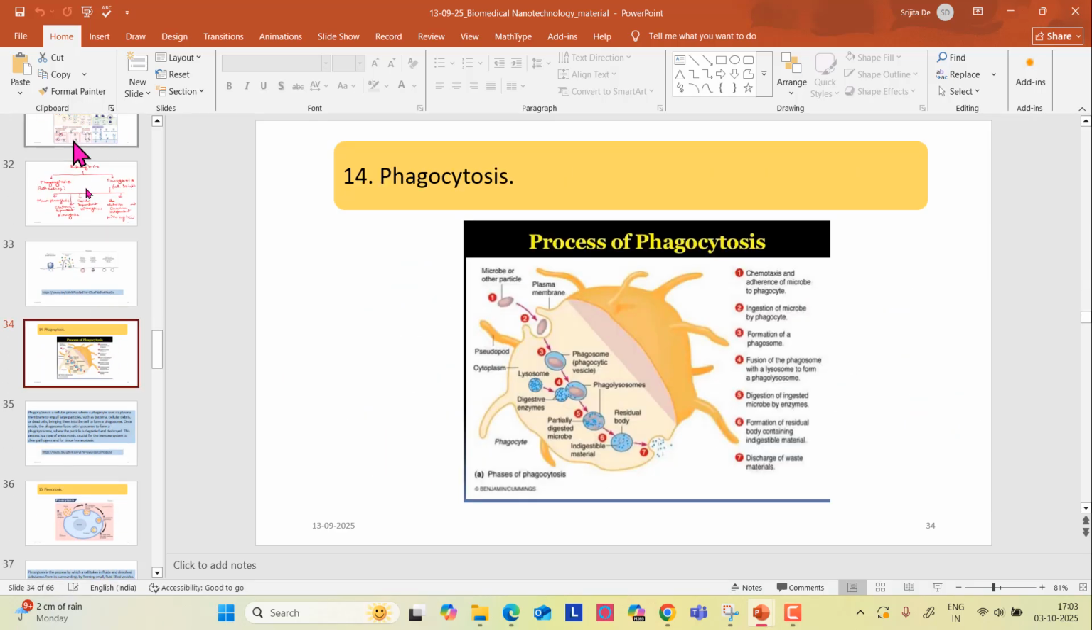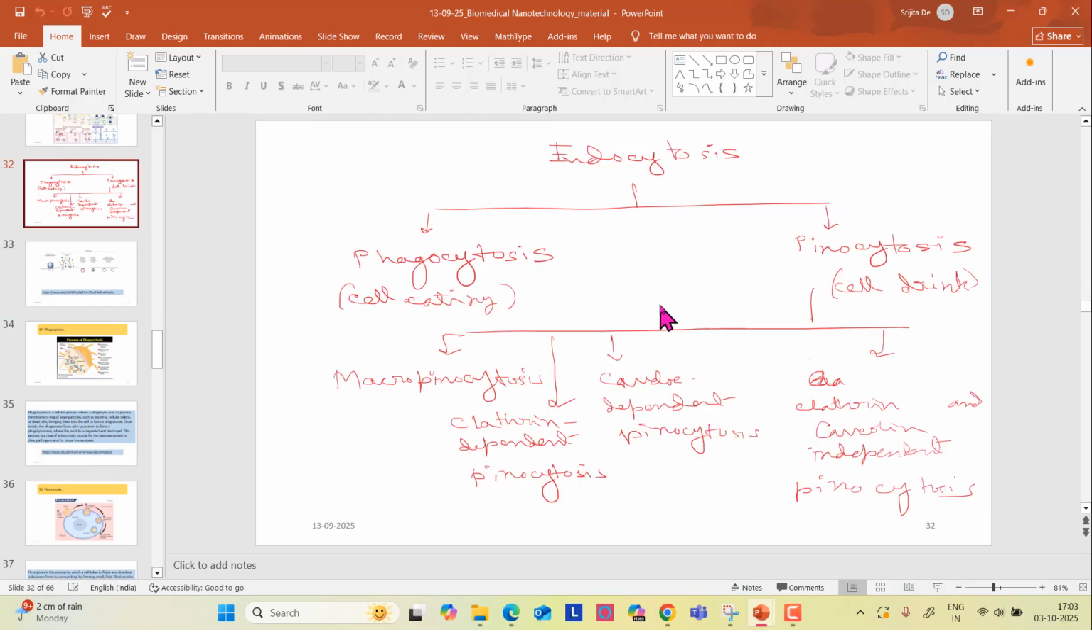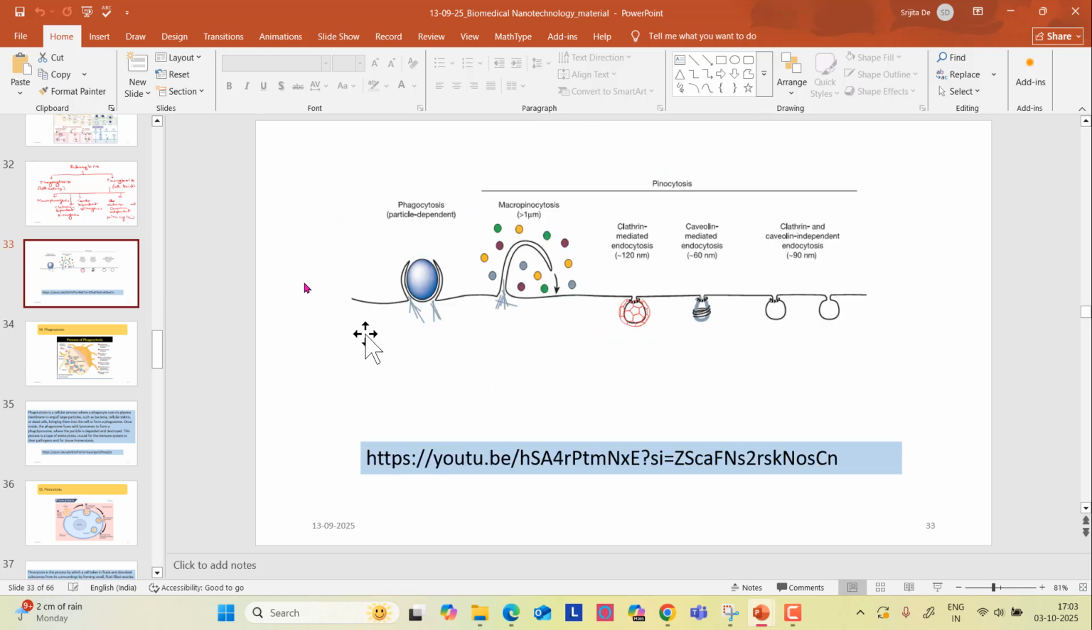So then comes the different types of endocytosis, that means cell uptake, phagocytosis, that is cell eating, and pinocytosis, that is cell drinking. Pinocytosis is also divided into macropinocytosis, clathrin dependent pinocytosis, caveoli dependent pinocytosis, and clathrin and caveoli independent pinocytosis. Okay. So these are the different types of endocytosis. You can see how much it is dependent on the size of the cell or size of the nanoparticles.